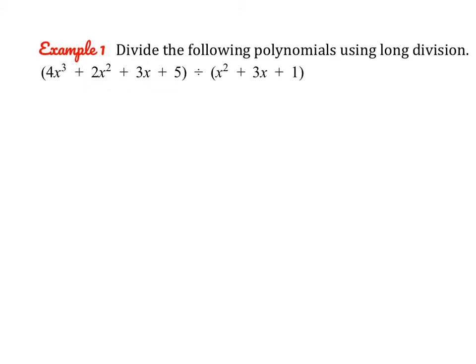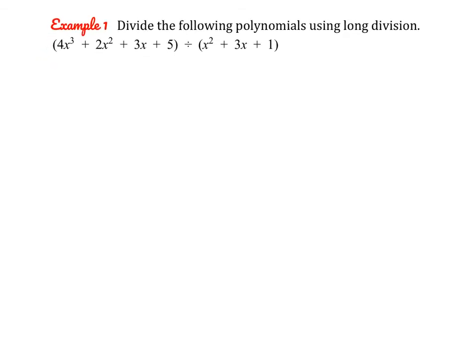Okay, so now we're going to try the same process with polynomials. So the setup is similar to when we're just doing it with numbers. The first polynomial you see is going to go underneath our tabletop. So we have 4x cubed plus 2x squared plus 3x plus 5.